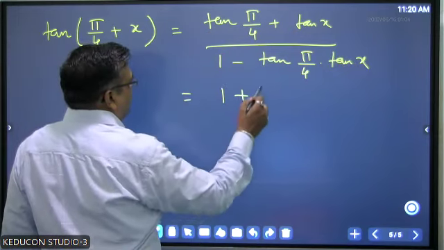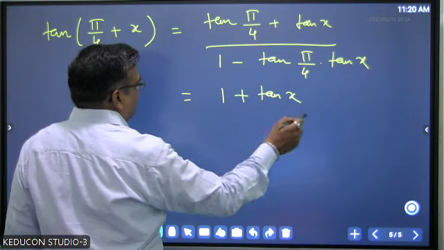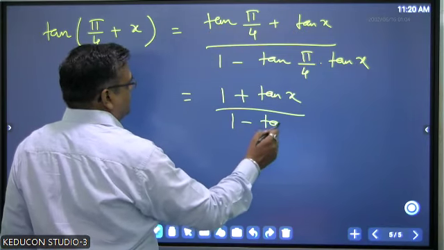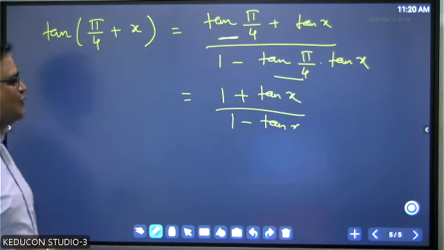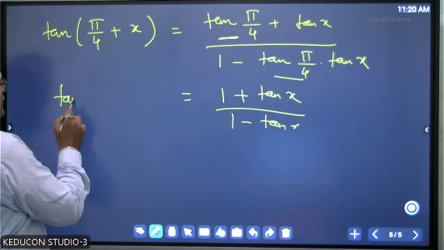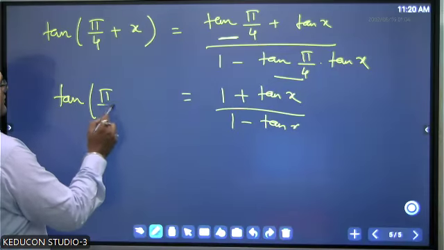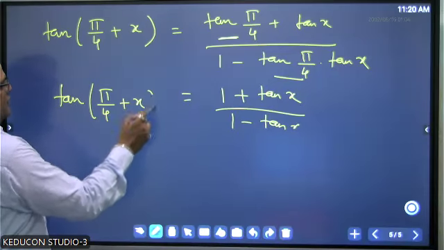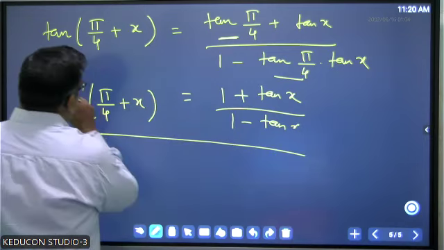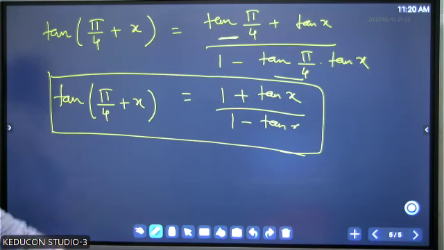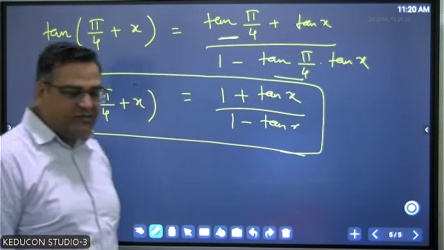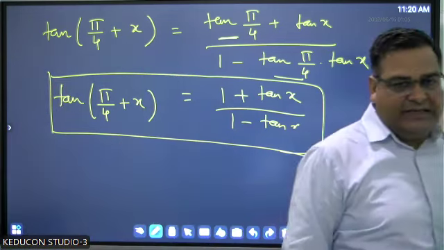So this can be written as, this will become 1, this will also become 1. So this is a very important result. In the question you will have to use this result directly. Tan of pi by 4 plus x is equal to 1 plus tan x over 1 minus tan x.